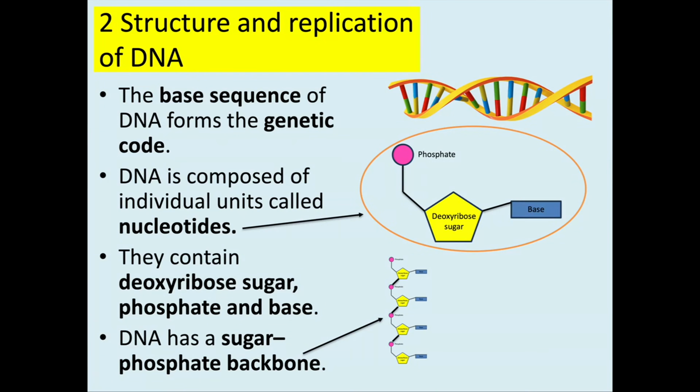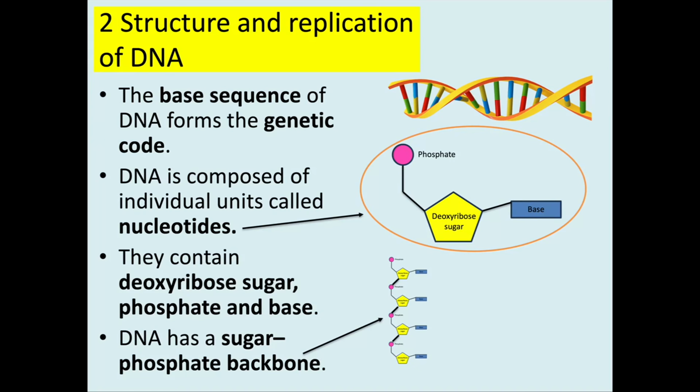Hi there, folks. Welcome to lesson 2 of the Higher Human Biology course. We're going on to topic 2 of unit 1. Topic 2 is the structure and replication of DNA. Now, the base sequence of DNA is what forms our genetic code. We learned a little bit about this in National 5 when we looked at the 4 bases A, T, G, and C. And we learned a little bit about how they were complementary and how the sequence of those bases then dictates which proteins are formed. So the base sequence of DNA forms our genetic code, as it's called.